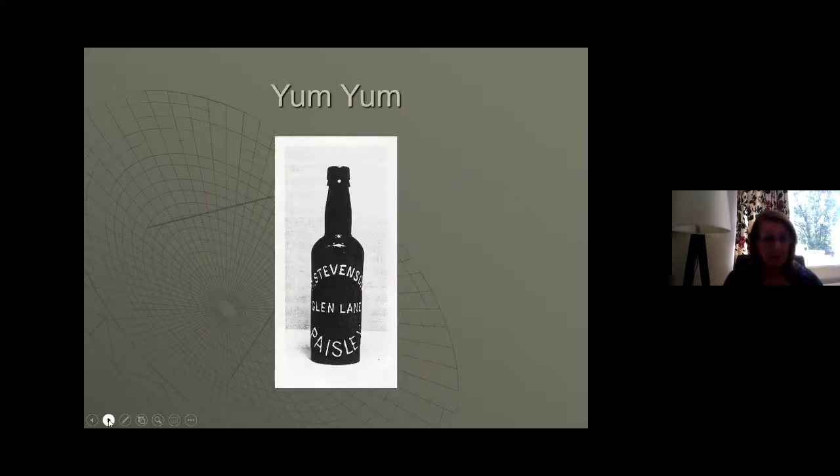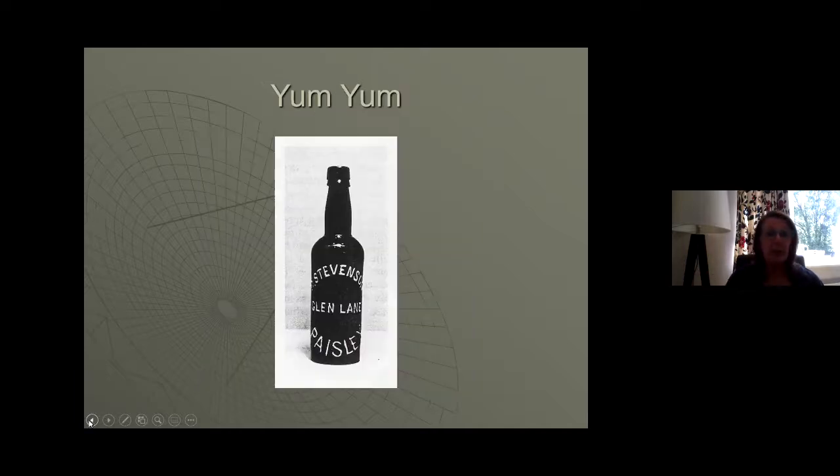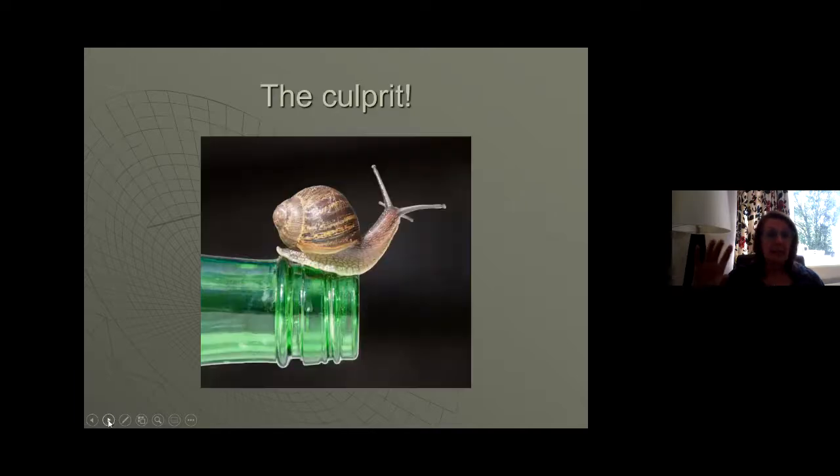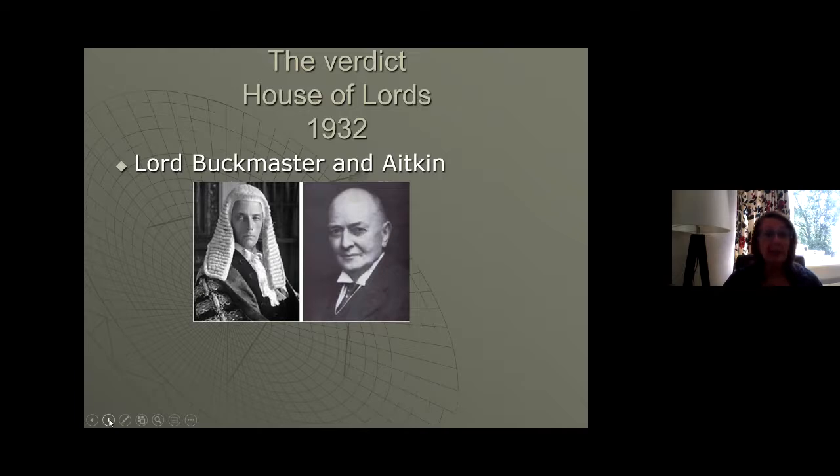The bottle of ginger beer was produced by a company called Stevenson. Okay, and as she poured her ginger beer out, popped a slug, which had been fermenting in the ginger beer. Obviously she stopped eating her ice cream at that point, but then developed chronic pains in her stomach. She then thought, okay, I'm going to take this case to court, which is what she did.